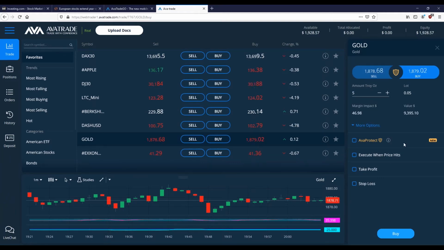Gold, silver, and FX pairings have the Ava Protect feature available. And if you're on a demo, it won't function. You need to be on a live account to utilize it.